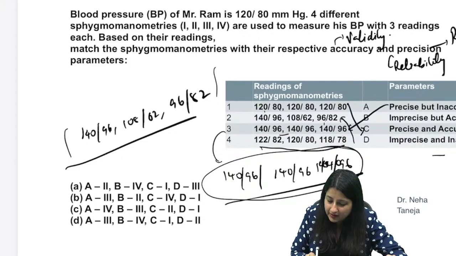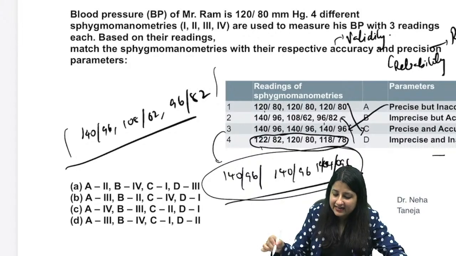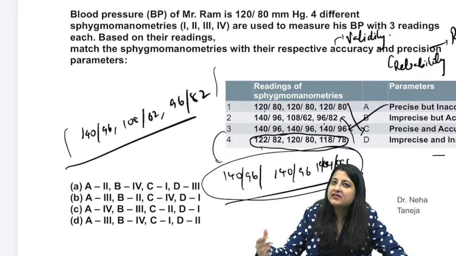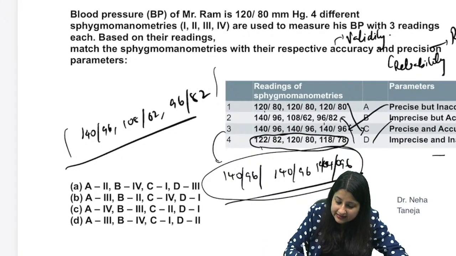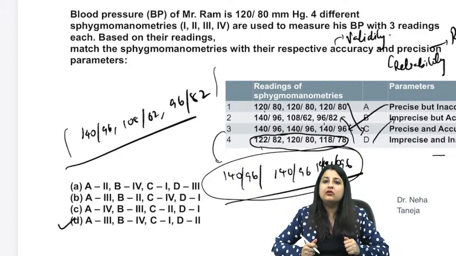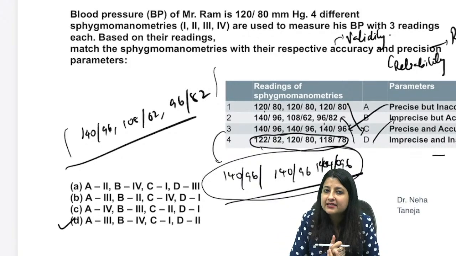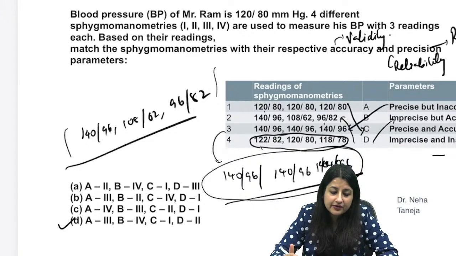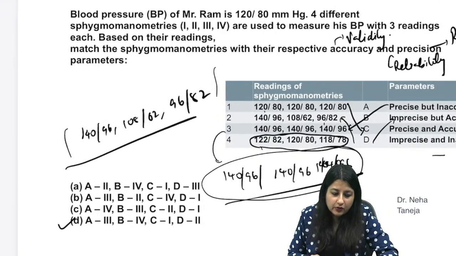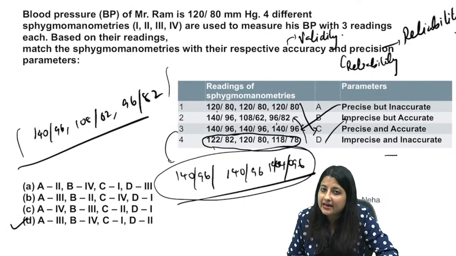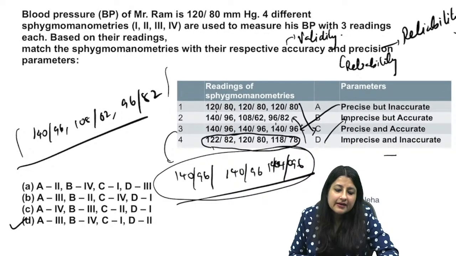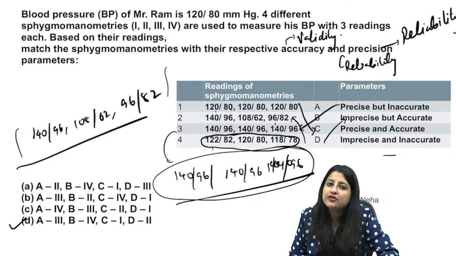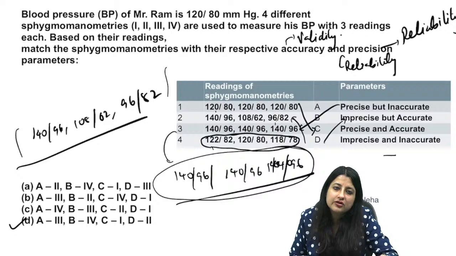Now look at the last one. 120/82, 120/80, 180/72. Now every time I'm getting different values, so it is not reliable, it is imprecise, but it is accurate. Why? Because it is closer to the gold standard value. Are you understanding? See, first you need to remember what is validity, accuracy, and what is reliability. Validity and accuracy is getting closer to the gold standard value, the ability to differentiate diseased from non-diseased. And precision is reliability.